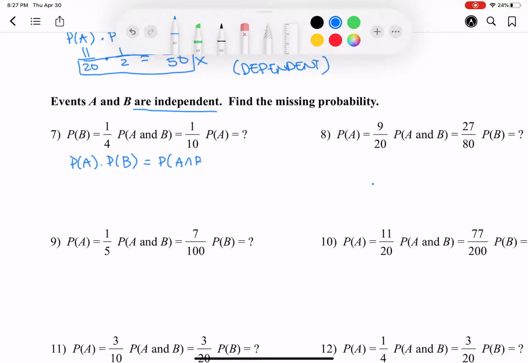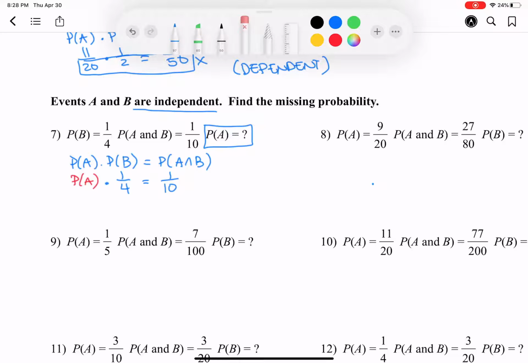A and B. Okay. So do I have the probability of A? No, that's what I'm trying to solve for. Probability of A, and then it says times the probability of B. But what is the probability of B? Well, that's equal to 1/4. So by substitution, I'm replacing it with 1/4. And the probability of A and B is equal to 1/10. So here I'm putting 1/10 by substitution.